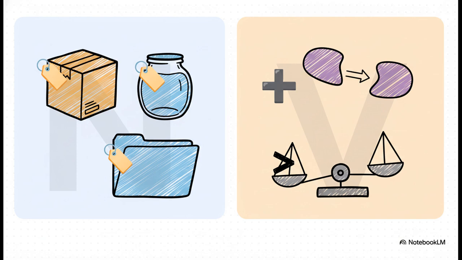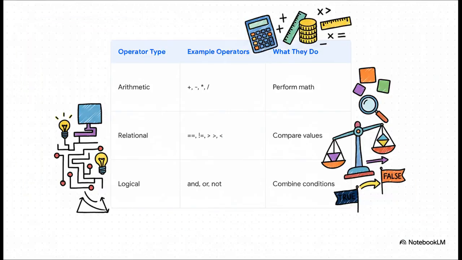On the left, we've got identifiers. These are our nouns. They're just labels we make up to name things, like a variable we might call user_h. And on the right, we have operators. These are our verbs. They're the symbols that actually perform actions, like adding 2 numbers together or checking if they're equal. And here are some of the most common verbs you'll use all the time in Python.